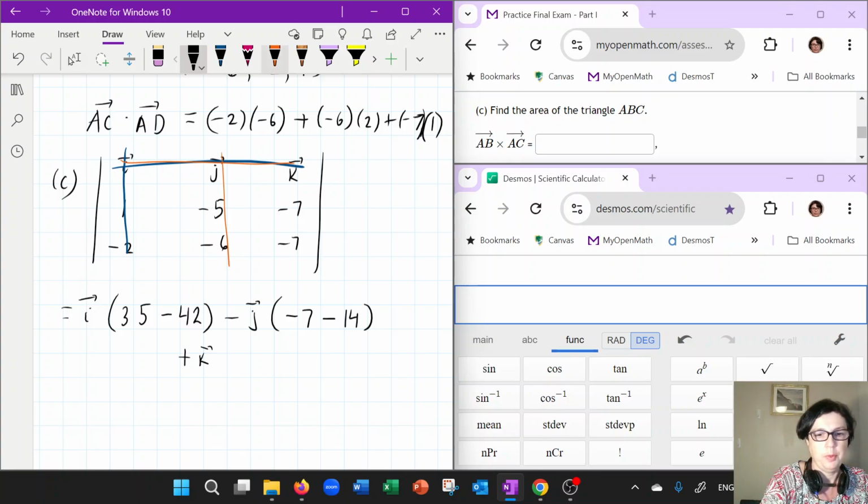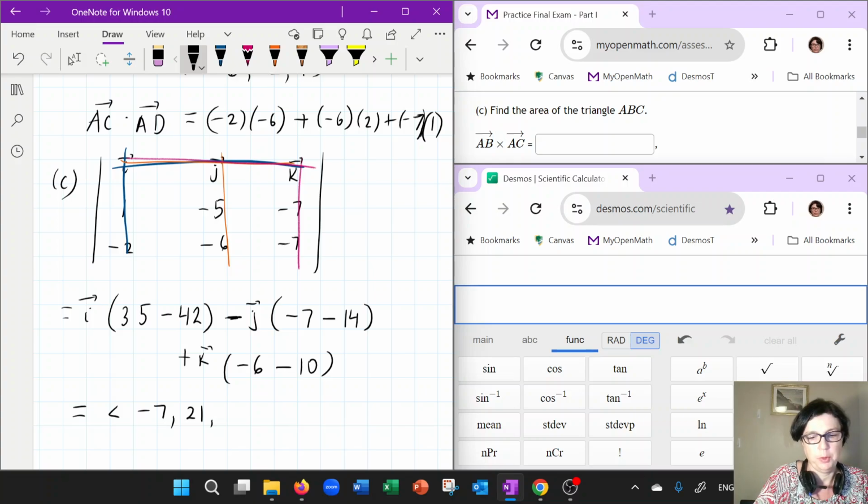So for kth component, you want to cross out the last column and the first row, and we are multiplying 1 times -6 subtract -2 times -5 is 10. Okay, so it looks like the cross product is going to be -7 for the i. Now, -7 minus 14 is -21. So that'll be +21. So please remember that the jth component is negative. And then we have -16.